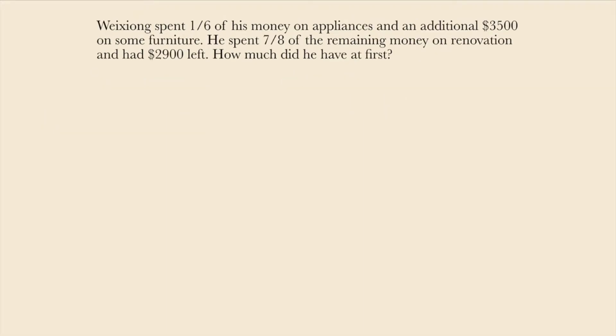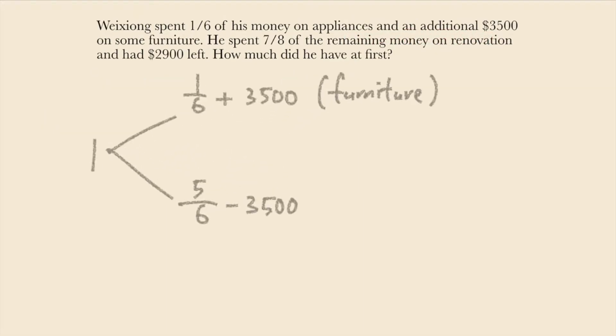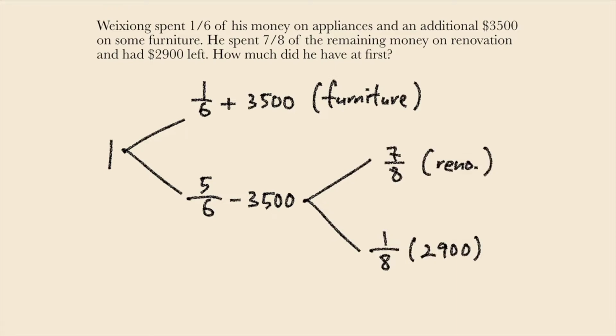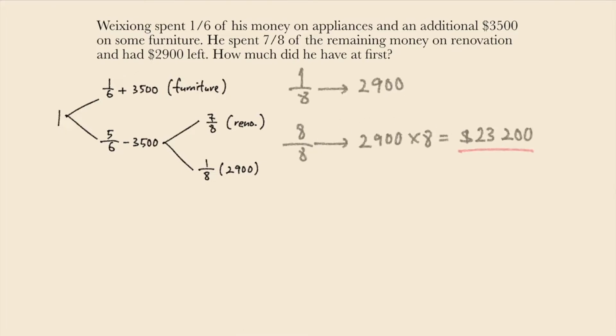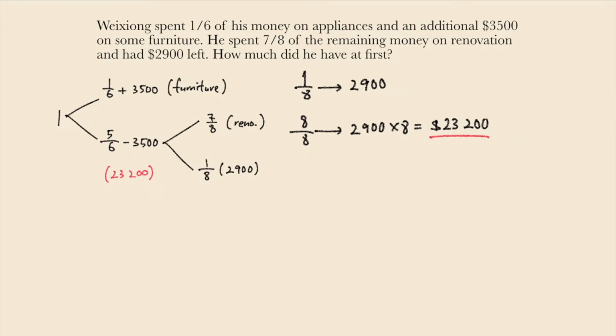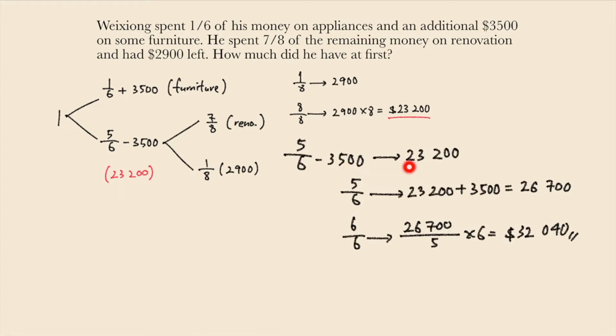Wei Xiong spent 1/6 on appliances, an additional 3500 on furniture. Next, he spent 7/8 on renovation and had 1/8 left, and that we are told is $2,900. So how much at first? We're interested in 6/6. Okay, so first thing we can do is 1/8 is 2,900, 8 units is $23,200. Here we have a new equation to be formed. That will be 5/6 minus this equals to this. And because we want the initial sum, we will find 6 units, getting us $32,040.